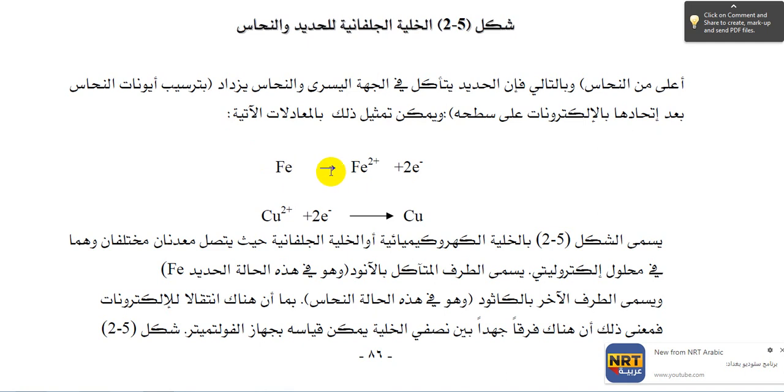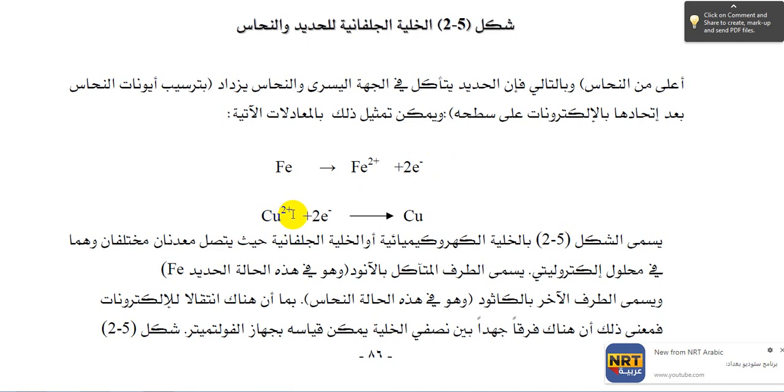Fe, through an irreversible interaction, will result in Fe as a dual positively charged ion, plus 2e negative, 2 electrons, as you can see right here for you.